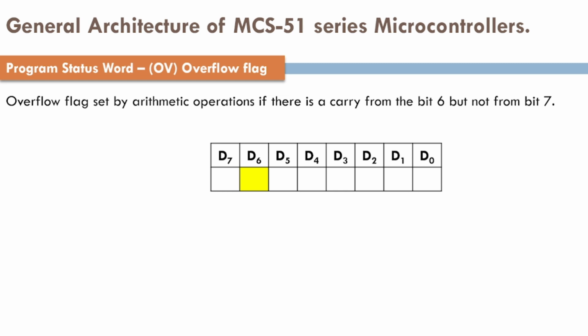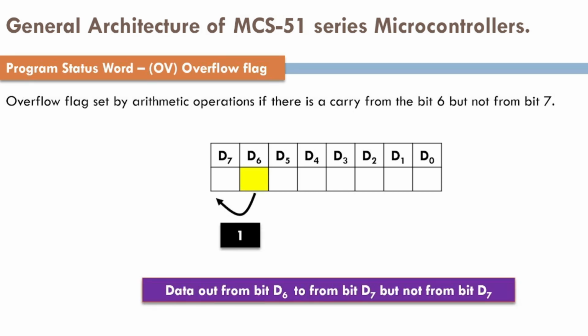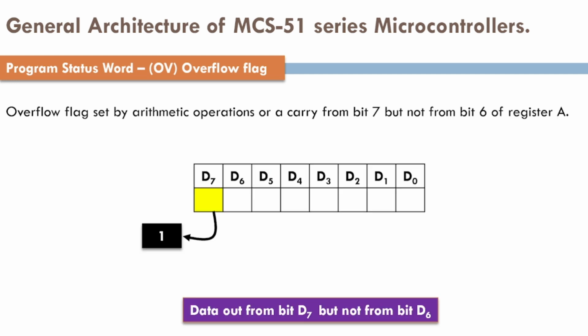The overflow flag is set by arithmetic operations when there is a carry from bit 6 but not from bit 7, or a carry from bit 7 but not from bit 6 of register A. It is set to 1 to indicate that the result of signed arithmetic is erroneous or out of range.